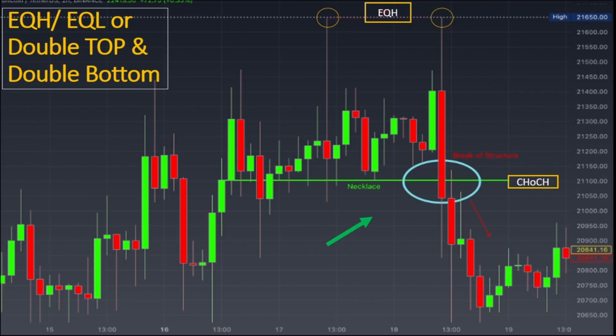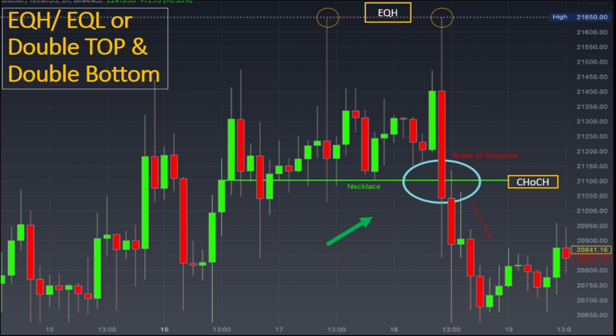areas. To get the most out of EQH and EQL, it's best to use them in conjunction with other smart money concepts tools, like order blocks and break of structure, BOS. Combining these tools can provide a more comprehensive view of the market and enhance your trading strategy.